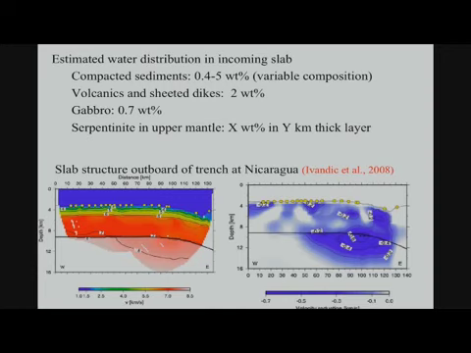So if you think about what goes into a subduction zone, we don't have a dry crust, we don't have a dry mantle. Sediments are highly variable. Volcanic sheeted dikes maybe have about 2 weight percent. Gabbros is not known, but it's presumably less, some estimates of 0.7. And then for serpentinite, we don't really know how much goes down. In some regions, it's indicated that it could be a lot. In some places, there's no evidence for serpentinization.